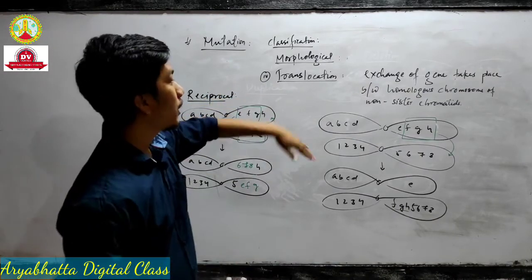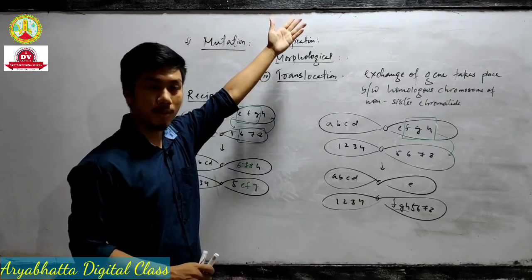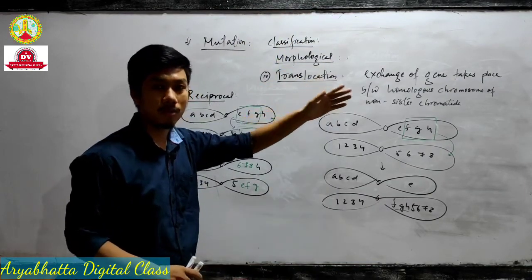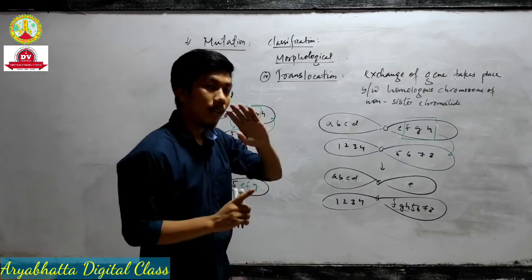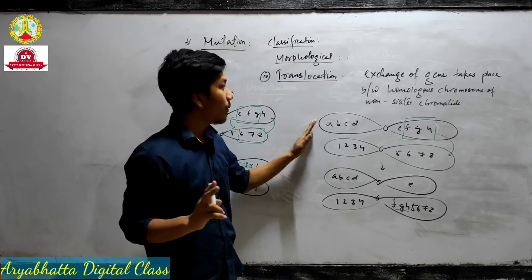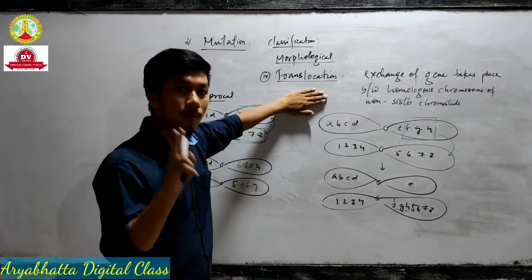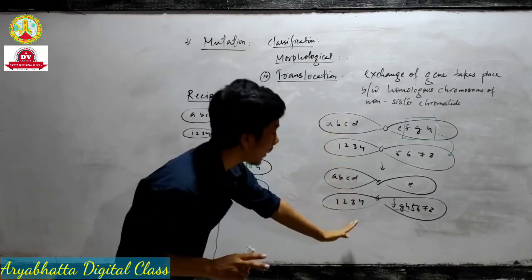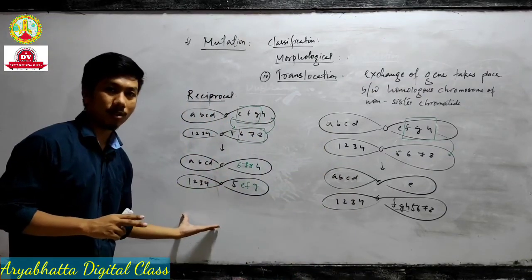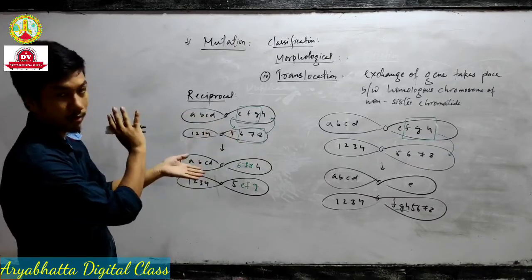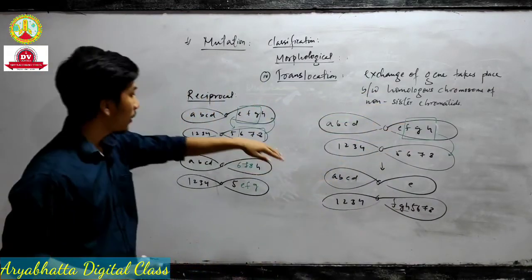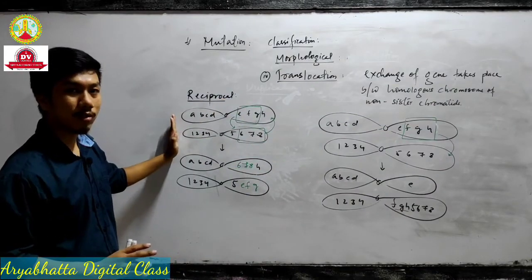Now just remember, in other mutations, that is deletion, duplication and inversion, only one chromosome gets involved, and I have shown only one chromosome. But in translocation, two chromosomes are involved, and it can be simple translocation or reciprocal translocation. You can write by yourself: exchange of gene takes place between homologous chromosomes of non-sister chromatids.